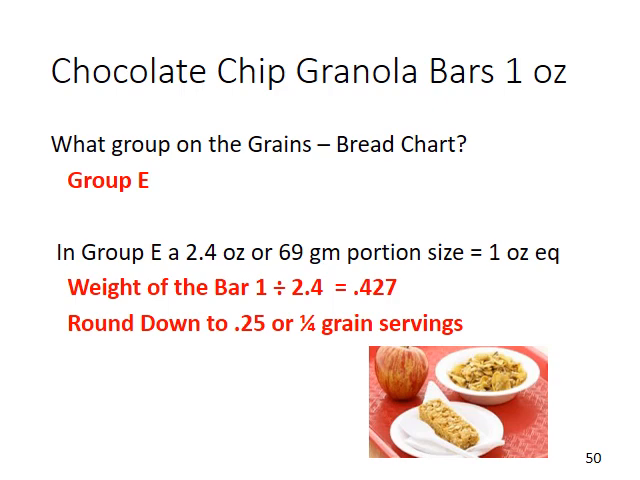This group states a 2.4 ounce or 69 gram portion size equals a 1 ounce equivalent. Doing the math, a 1 ounce portion divided by 2.4 equals 0.427. We need to round down to 0.25, so the bar credits as 1/4 of a grain serving.